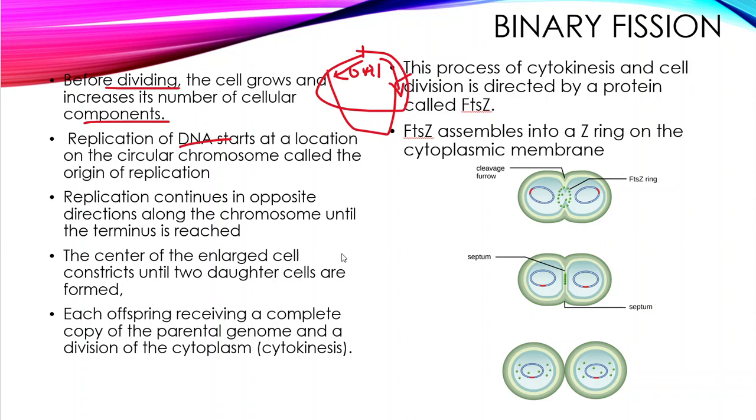The center of these cells is going to constrict until the 2 cells are formed, and it's going to go through cytokinesis. Now over here they're talking about a protein called FtsZ. This guy makes a Z ring on the plasma membrane, not on the walls, and helps to constrict it. Almost like a cleavage furrow in human cells, and then as it brings it in, the bacterial cell walls start to grow, and that's our septum.